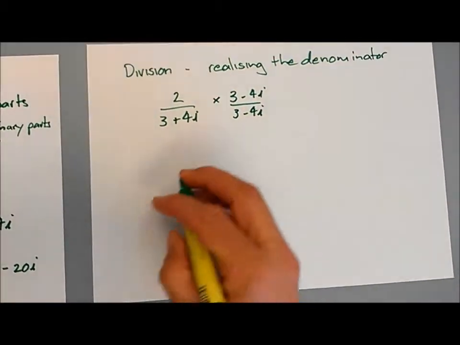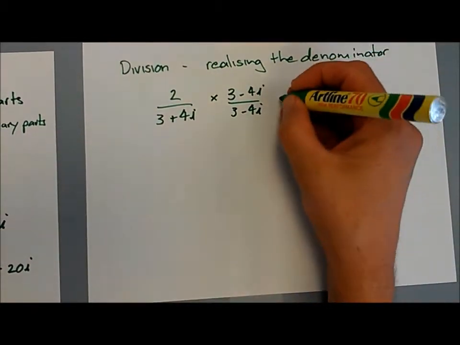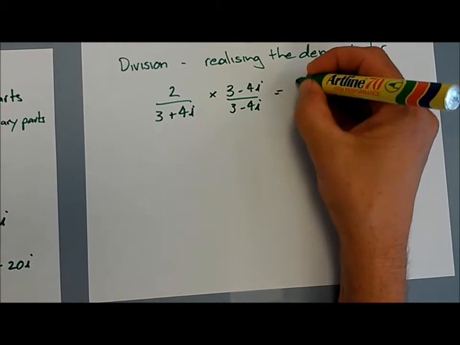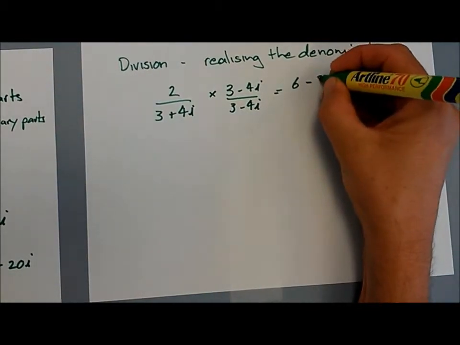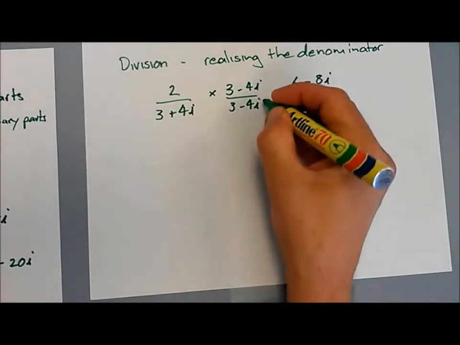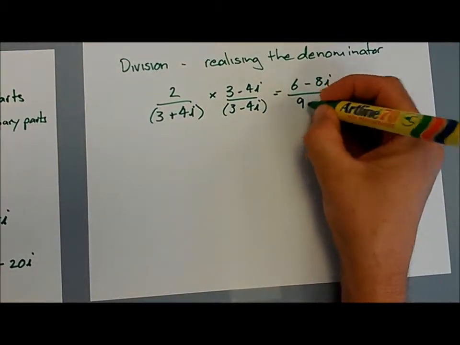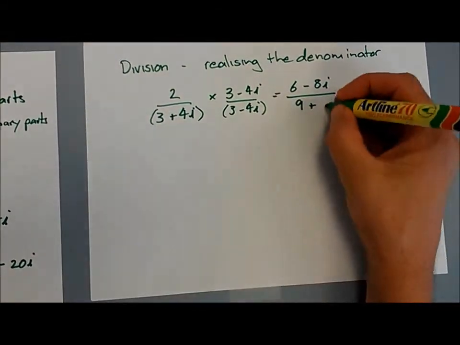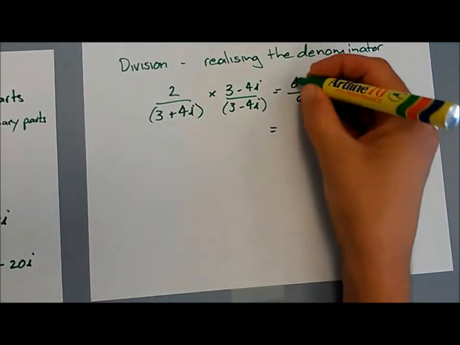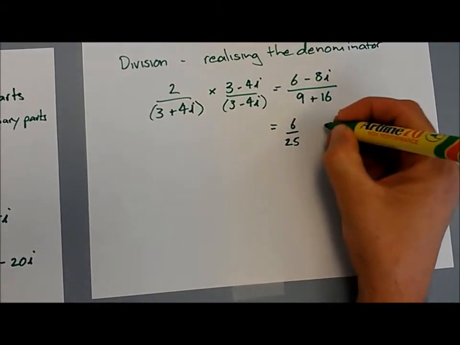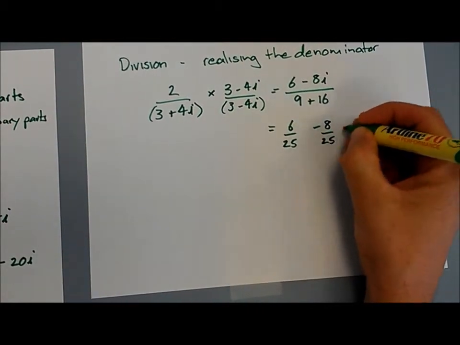So we're taking this one straight out of the surds playbook, and so that's giving me 2 times all that is 6 minus 8i. On the denominator from the work I just did, I know it's going to be a squared, that's 9, plus b squared, 16. So I'm going to get 6 on 25 minus 8 on 25i.